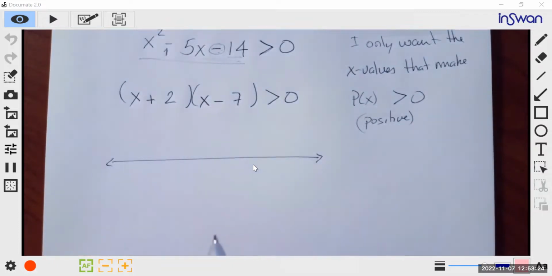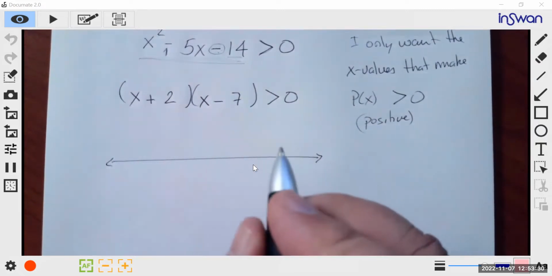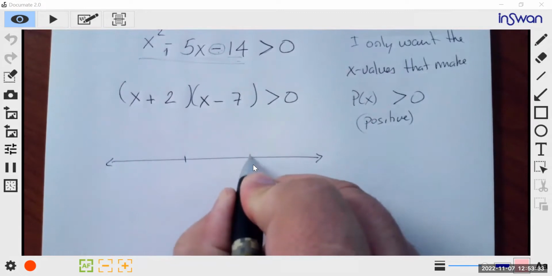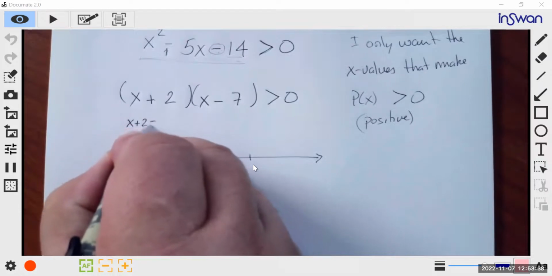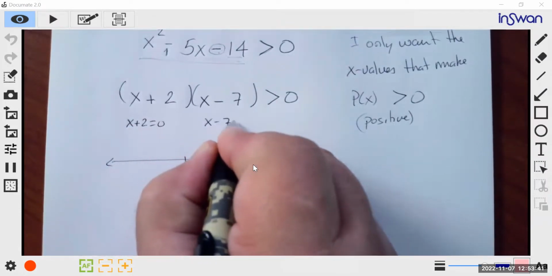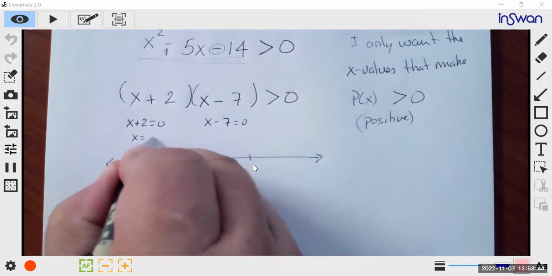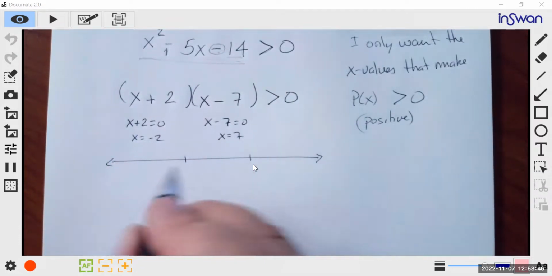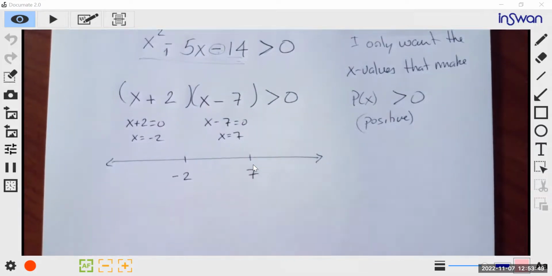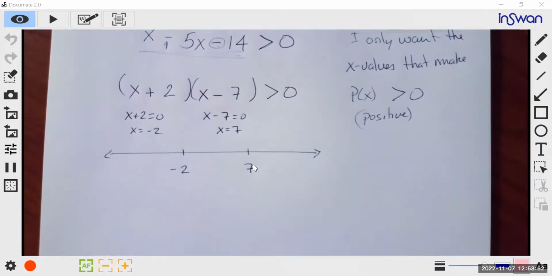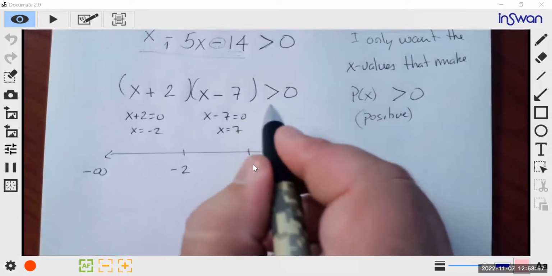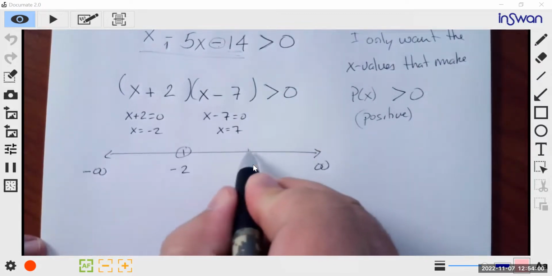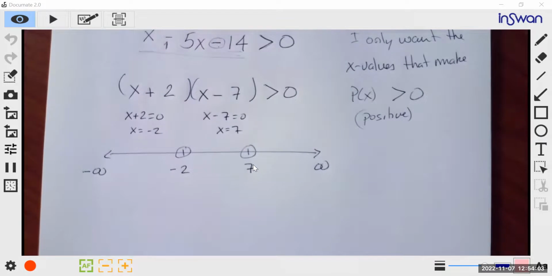So here's my domain. What are my critical values? Take these, set them equal to 0. You want the intercepts. So it's -2 and +7. So it goes from -infinity to +infinity. Now, since this is a strictly greater than, doesn't equal to, these are open circles. I cannot use those at the end.